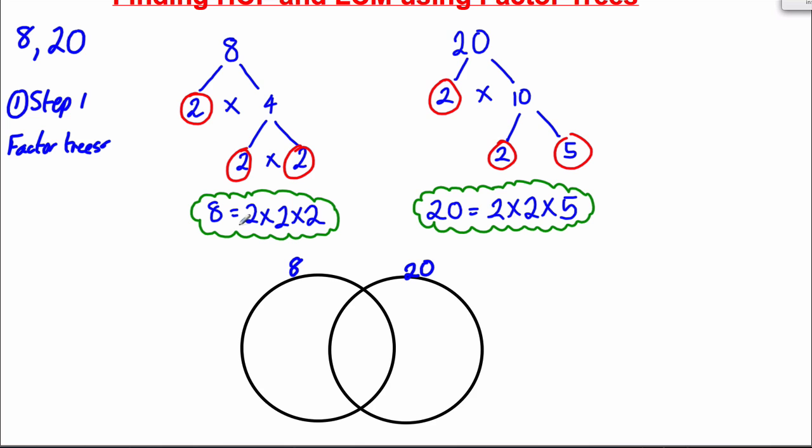Okay, so there is a 2 in both your final answers, so you put a 2 there. There is another 2 in both your final answers, so you put a 2 there. Now there is one 2 left over with the 8, and that must go over here, and so you cross that off. And there is one 5 left over with the 20, so you put that here.